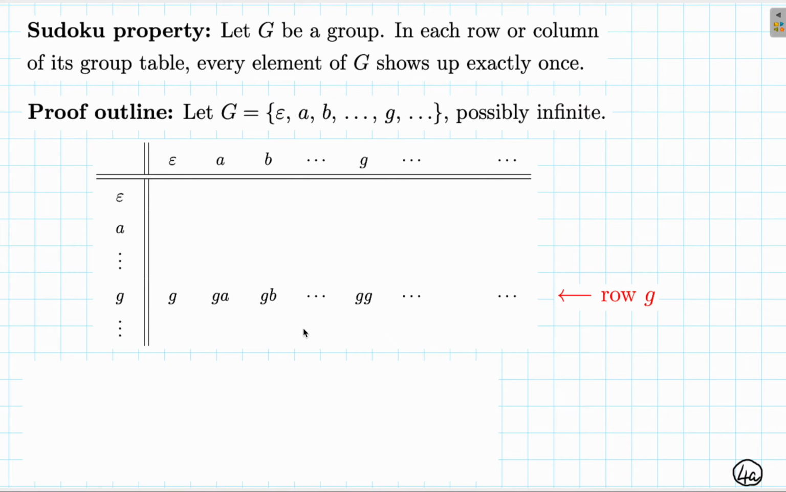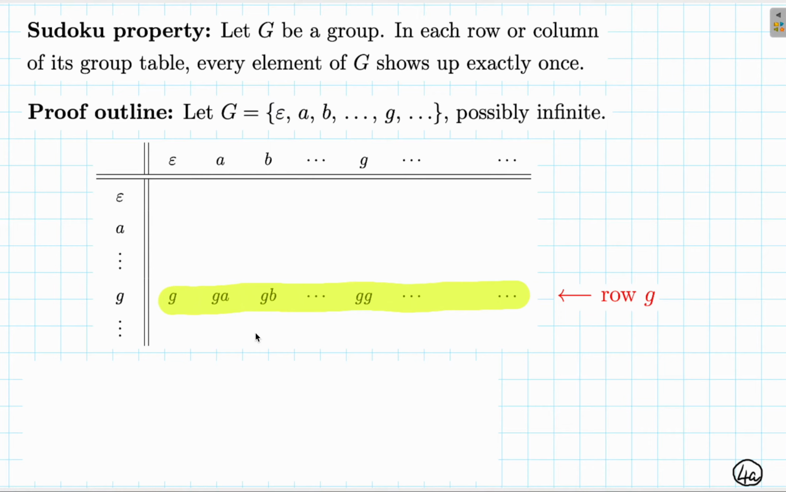And we'll focus on what I call row g, so this particular row. So let me highlight it. And so that's the row we're going to focus on. Now let's talk about what it contains. So it contains g times the identity, g times A, g times B, g times itself. And so every possible product of the form g times another element from the group.